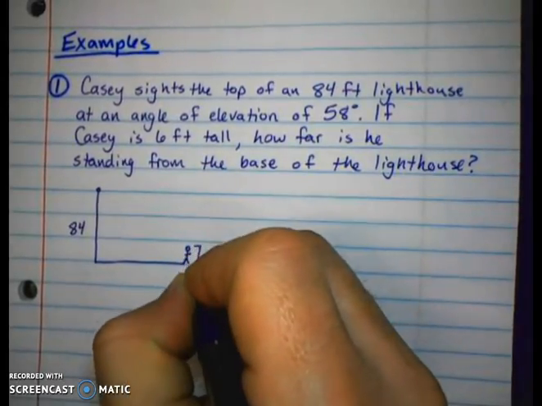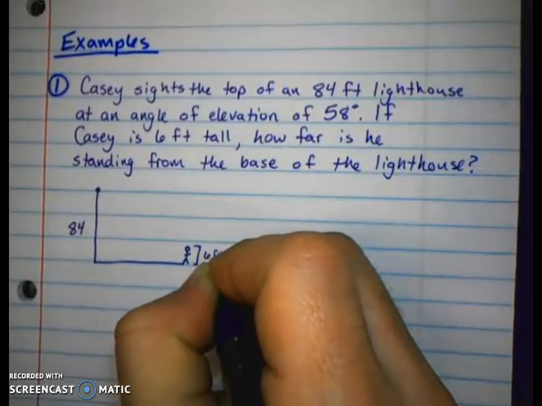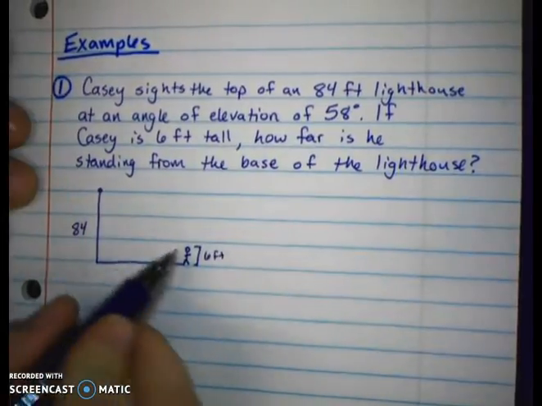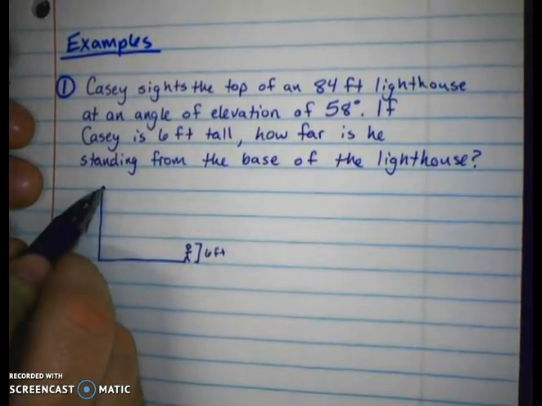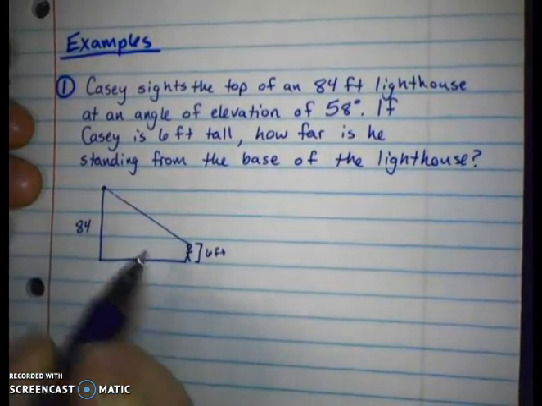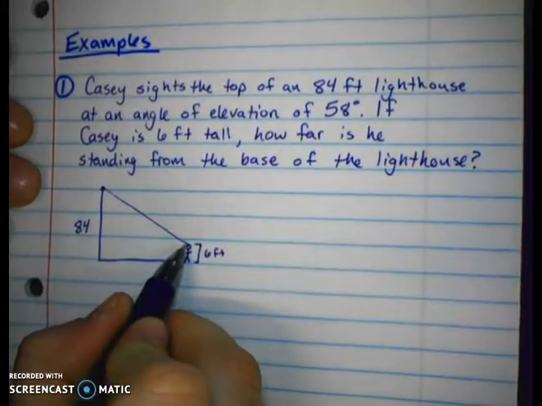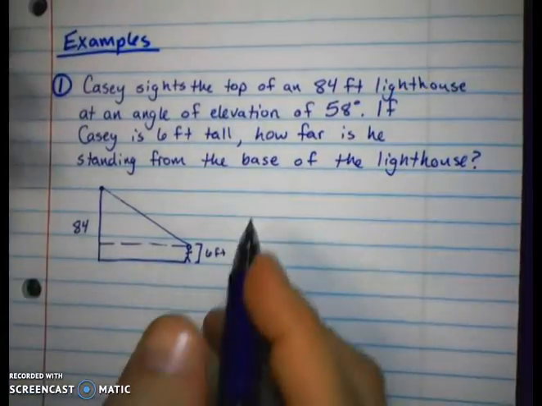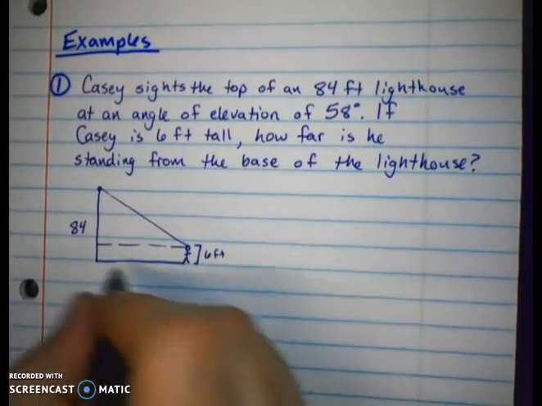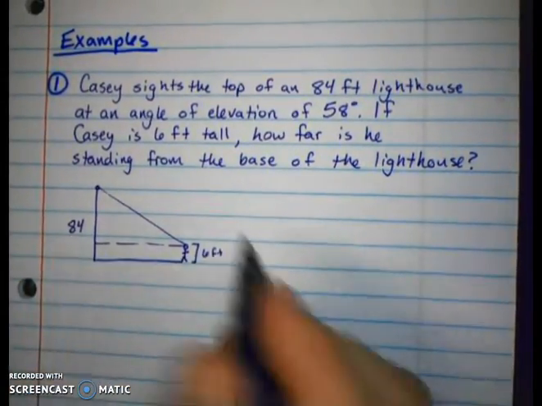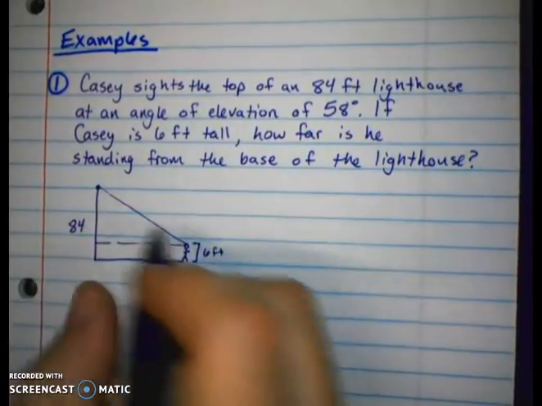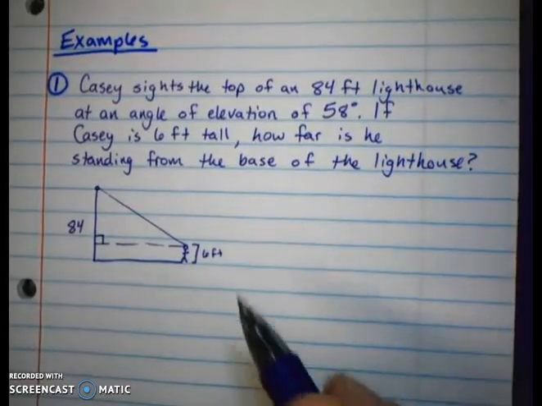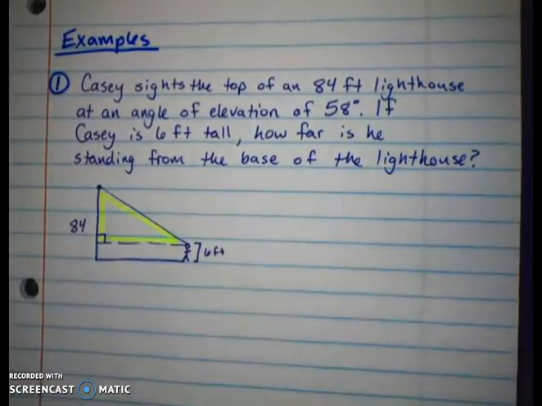Okay? And he is 6 feet tall. And so his line of sight goes from his eye to the top of the lighthouse. But the horizontal we are going to use is this horizontal line. Okay? We're assuming that Casey's standing on the same level ground as the base of the lighthouse. And so for this, we're not going to use the full 84 feet. Okay? And I'm going to show you what we are going to use right here.